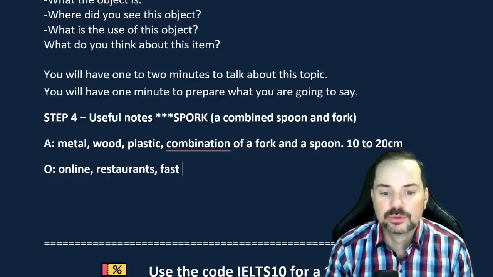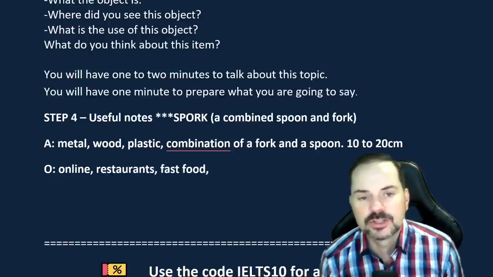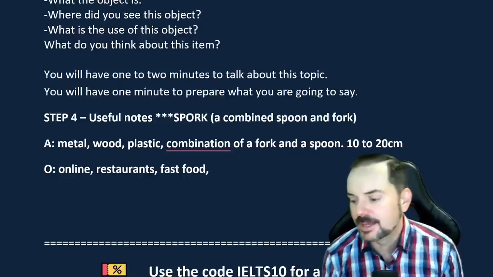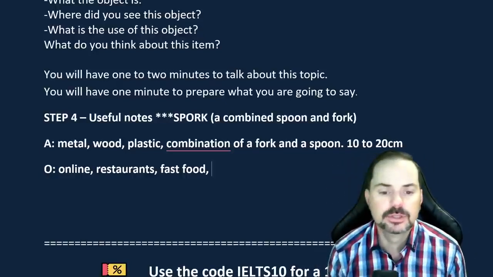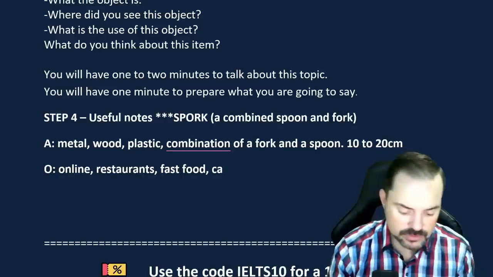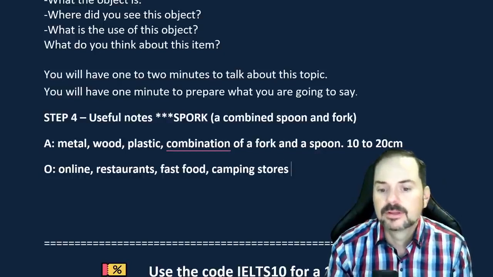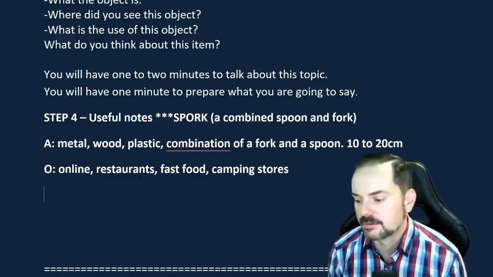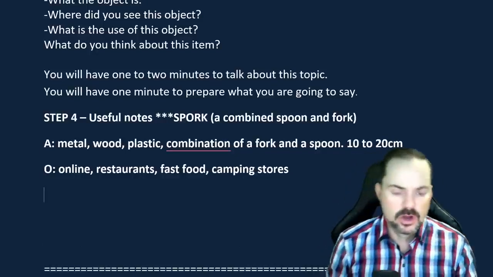Many restaurants, especially fast food restaurants, sometimes will have a spork in rare cases. Yeah, absolutely. And another place you can get them actually is camping stores, which will give you an idea of the purpose of these. Okay. All right, it's usage.